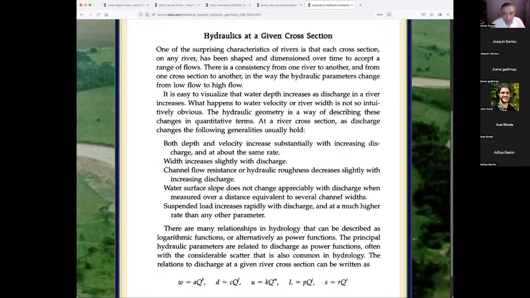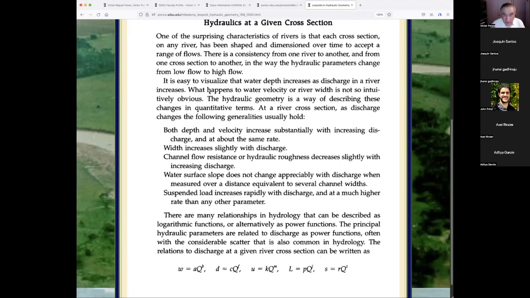So what do we have in here? The same thing, written by the same author, as a matter of fact. It says, at a river cross-section, as discharge changes, the following generalities usually hold. Depth and velocity increase substantially with increasing discharge. Width increases slightly with discharge. Channel flow resistance or hydraulic roughness decreases slightly with increasing discharge. We know that from the studies that Simons had done in the middle 50s. Simons and Richardson. Water surface slope does not change.